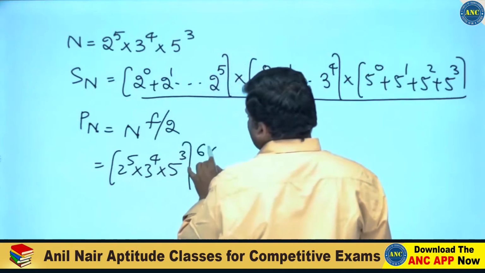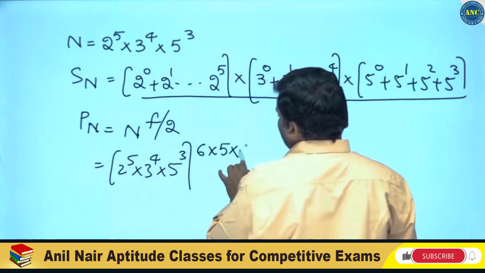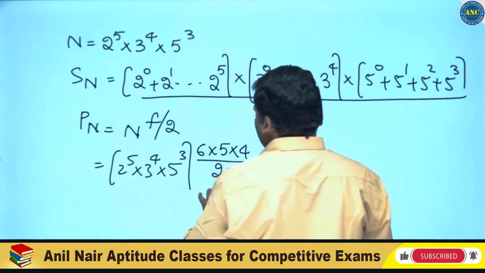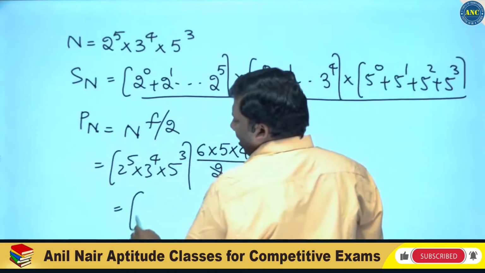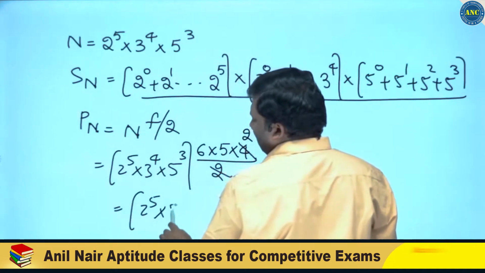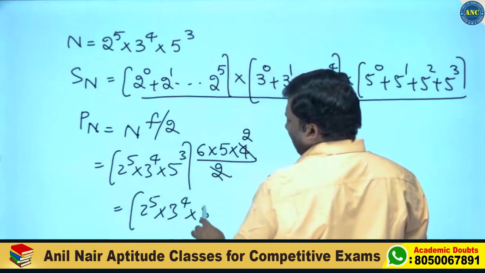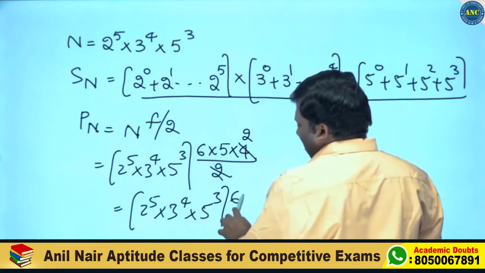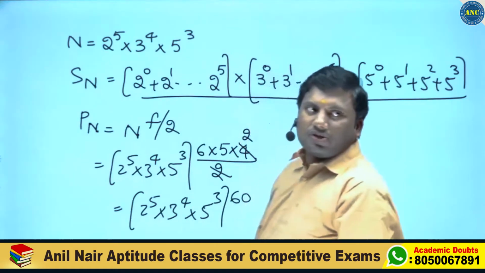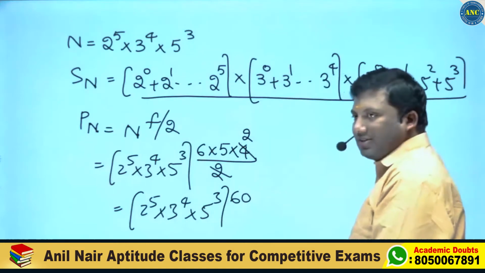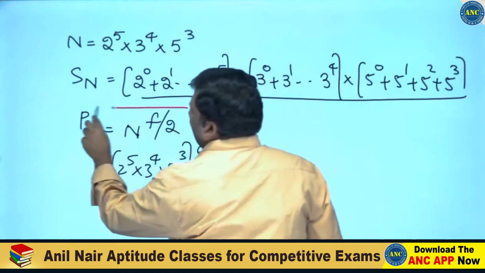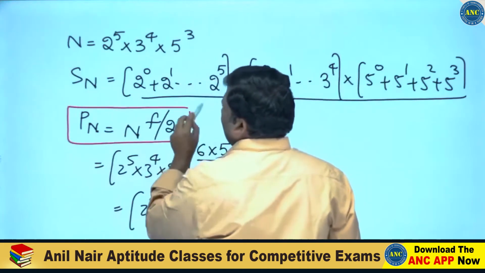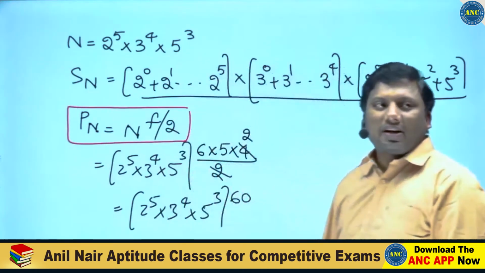Number of factors is 6 into 5 into 4 divided by 2. 2 ones are 2, twos are... So the product of the factors is given by the logic: number power number of factors by 2. I hope the concept is clear. In every question we will discuss one concept. Product of the factors is given by number power number of factors by 2.